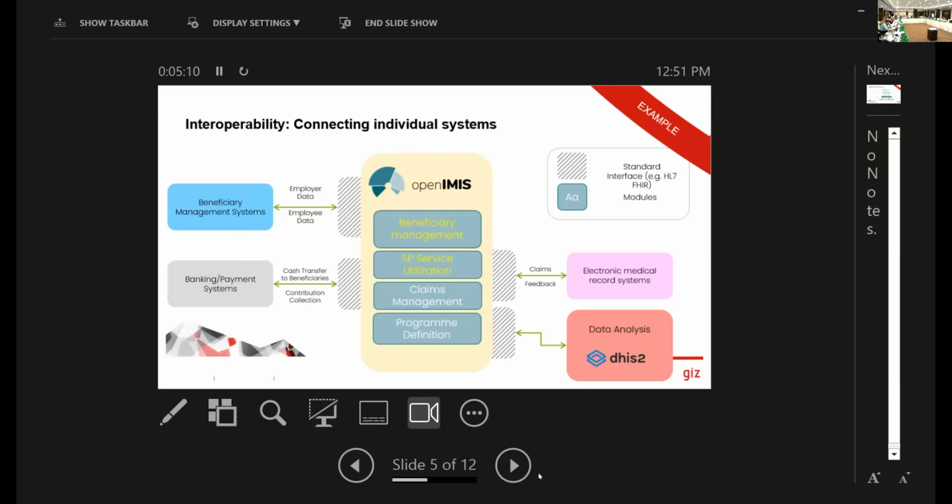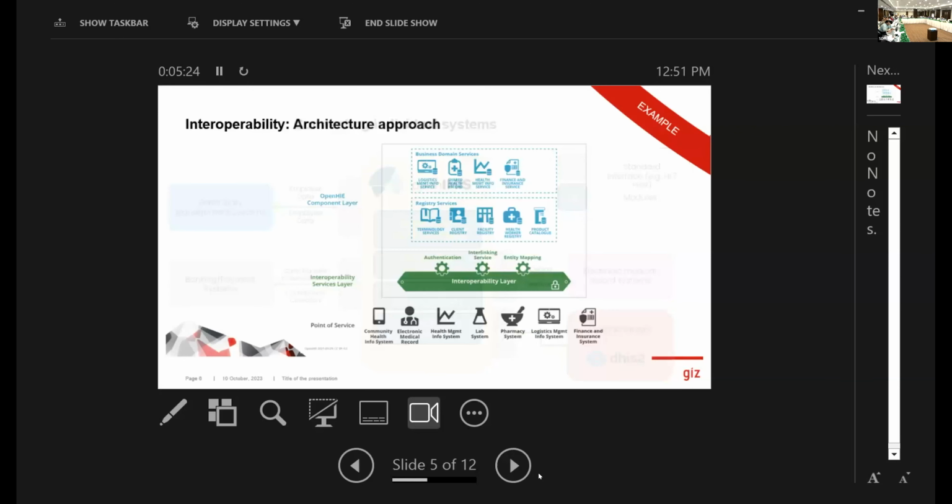So this is the option of connecting individual systems. You could have such an architecture that is very much used in practice as well. But also let's look at the next example, which is also from the health sector, on an architecture approach. What you see here is a reference architecture. So this is for practitioners to look at and just take what they need, but it comes from the health sector, so it's not social protection specific.